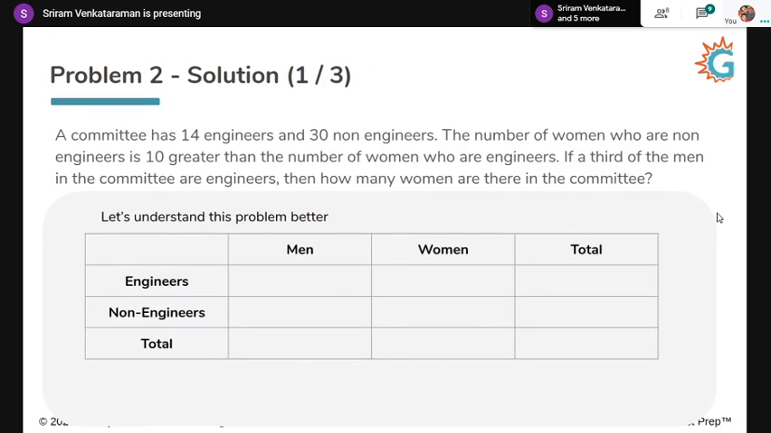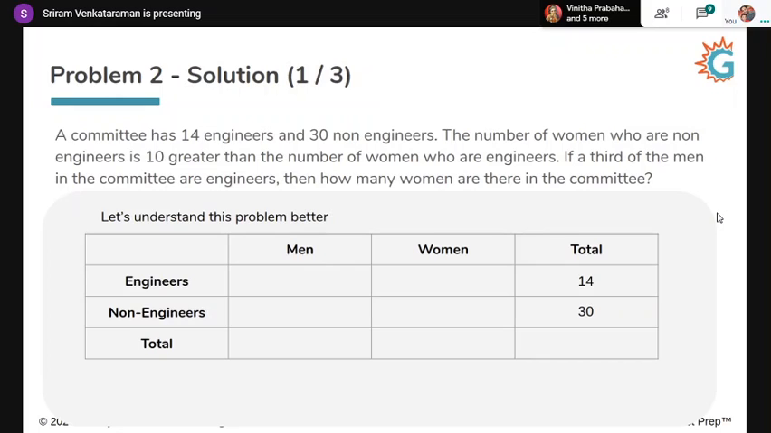So I'm going to first put out a table, something like this, right? Now it's actually very easy for me to see that there are 2 categories, engineers and non-engineers, and there are 2 genders, men and women, right? I'm going to look at the number in each of these categories. Okay, so a committee has 14 engineers and 30 non-engineers. So that information is given to me, right? I'm just going to fill that in the table.